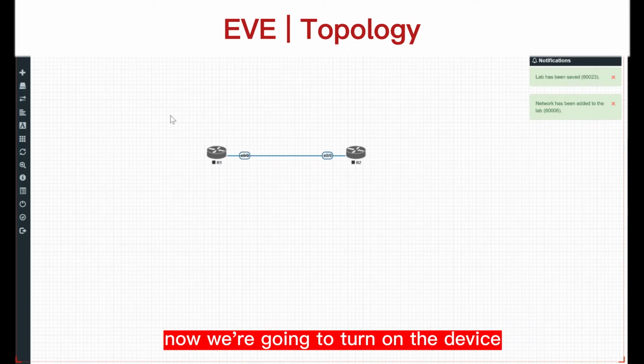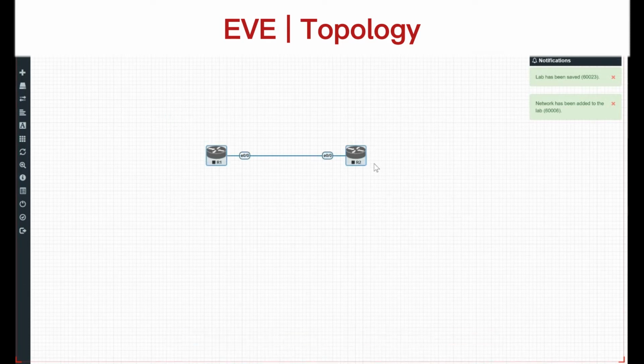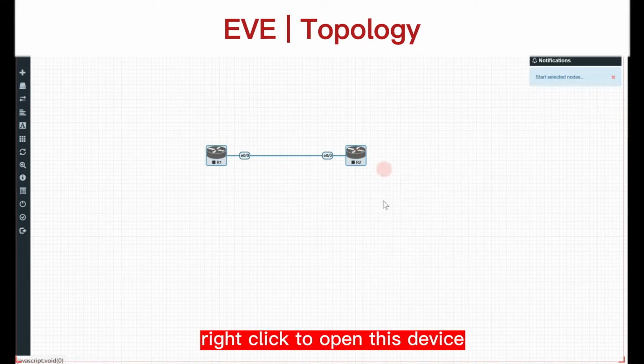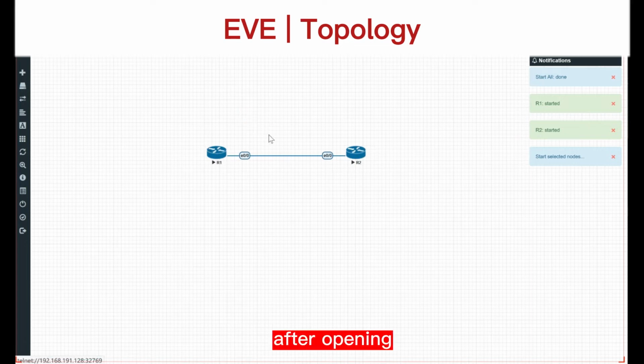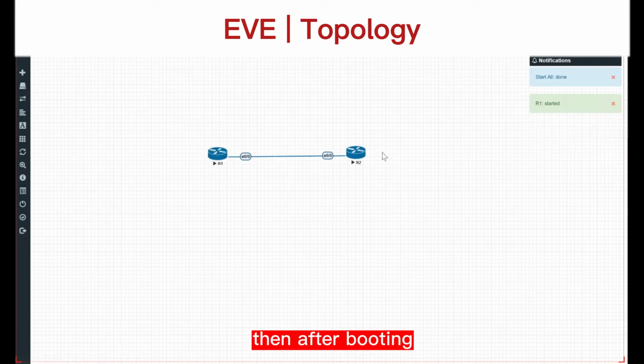Now we're going to turn on the device. Drag a box with the left mouse button, box select this device, and right-click to open it. It's turned on by default. After opening, it was gray just now, and now it lights up. Then after booting.